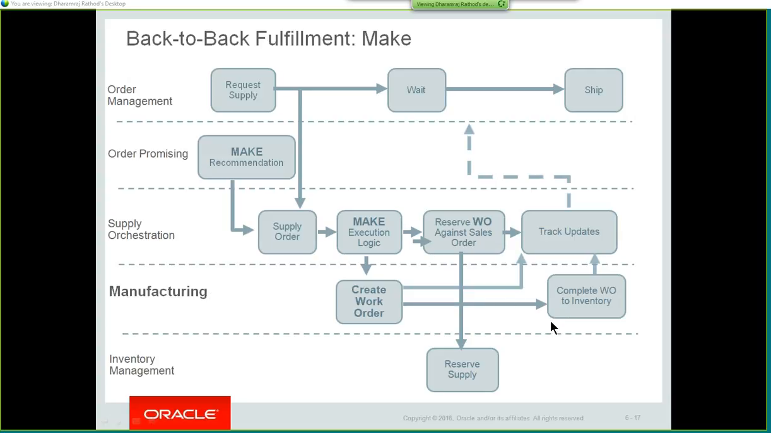You would wait till your manufacturing process is complete, and as soon as it is completed, you will have that item within your inventory. Then the reservation will change from work order supply to on hand supply, and you will eventually ship it to your customer. It could also be a contract manufacturer. If it is a contract manufacturer, it will be a different flow.